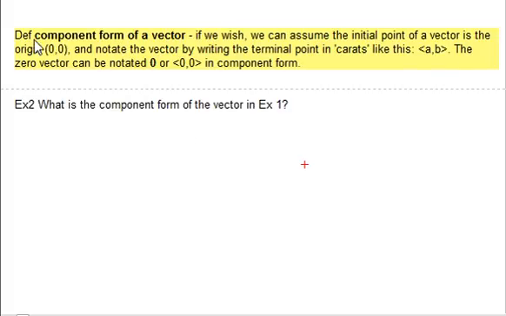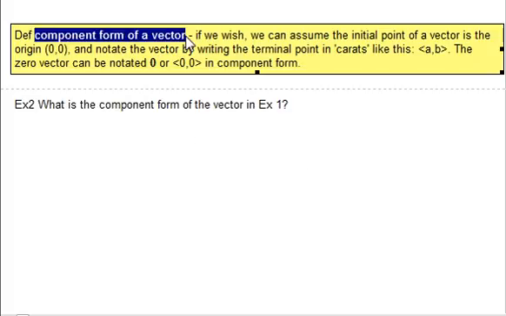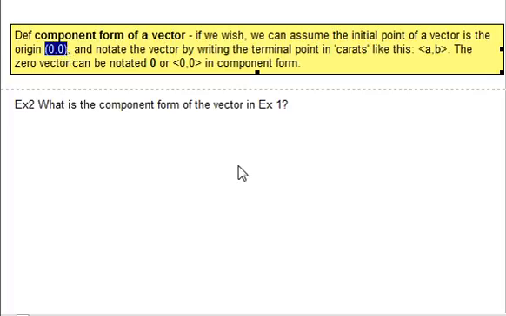Well, here's a new definition and a new way of looking at vectors. It's called the component form of a vector. If we want, we can assume the initial point of a vector is the origin (0, 0). Remember, this is just one of the many representations of that vector.